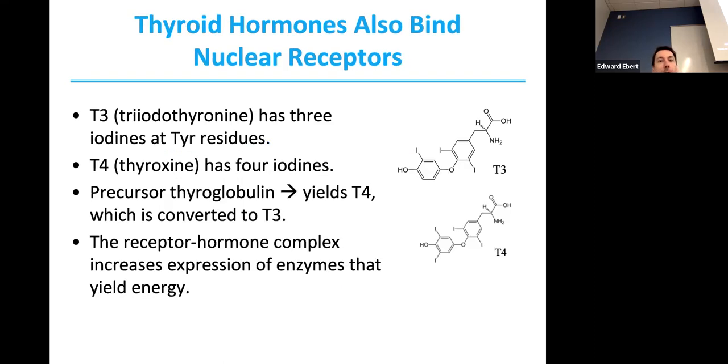Thyroid hormones bind nuclear receptors. I like this, the T3 and T4, which are conveniently named because T3 has 3 iodines and T4 has 4 iodines in there. All right. And it's a precursor to this thyroglobulin, which can yield T4, which can be converted to T3. And when it binds to its receptor, it helps regulate expression of enzymes that yield energy.